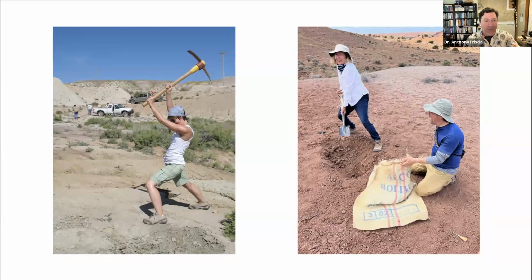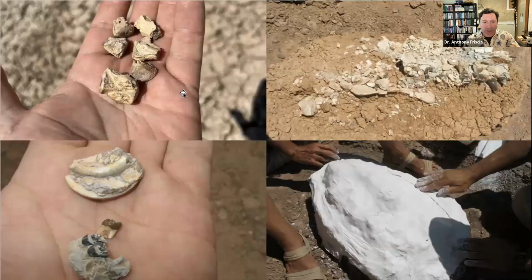And then just to show you some examples of what the fossils look like from there. These are some vertebrae on my hand here. Here are some teeth of a couple different organisms, mostly rodents, it looks like.